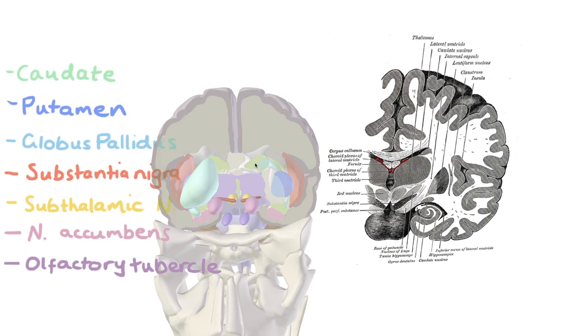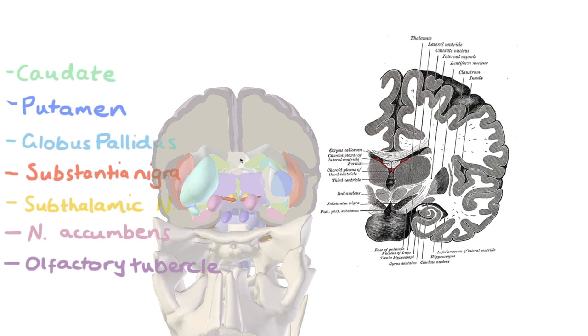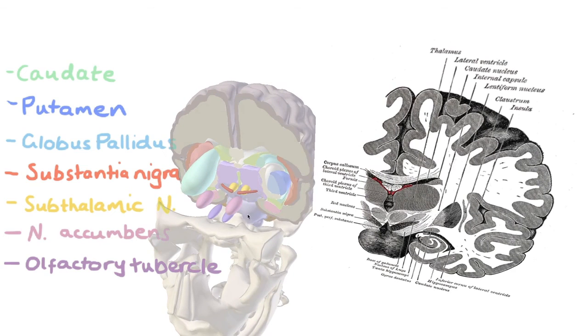Again, we can see the ventricles here, the corpus callosum in the midline, the third ventricle also in the midline, and the pons we can see inferior down there.